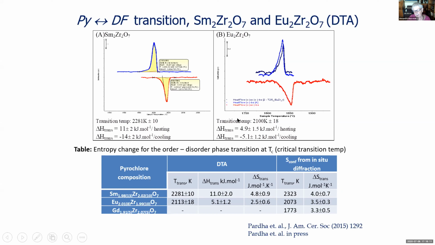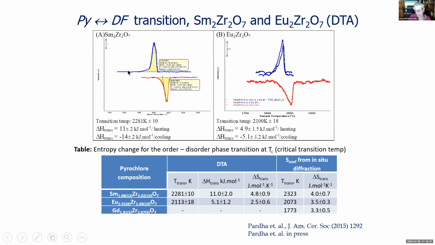And then we can compare that entropy of transition with what one would get if one went from the pyrochlore to a defect fluorite structure in which the oxygen vacancies were completely disordered and the cations were completely disordered. What we find is that the entropy observed experimentally is considerably smaller, by 50, 60, 70%, than the full configurational entropy. So this means probably one or both of two things.